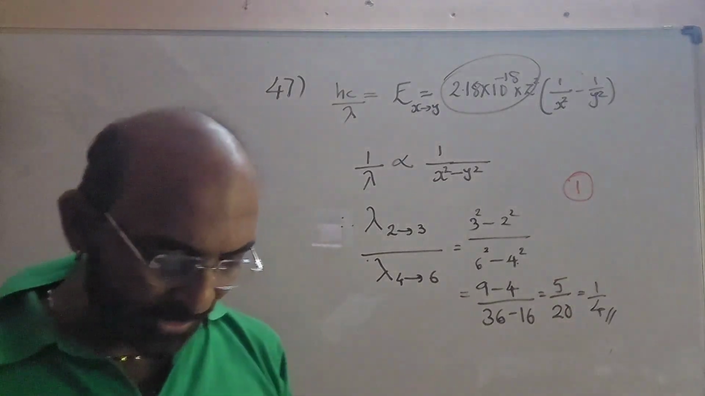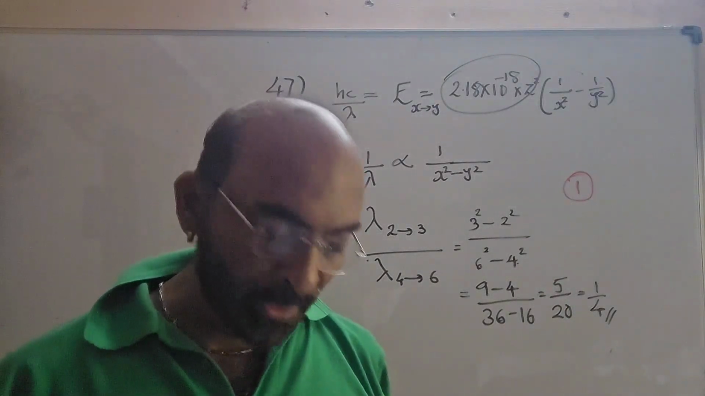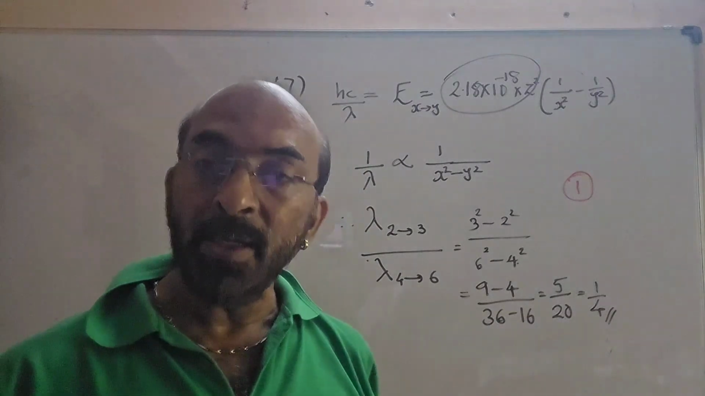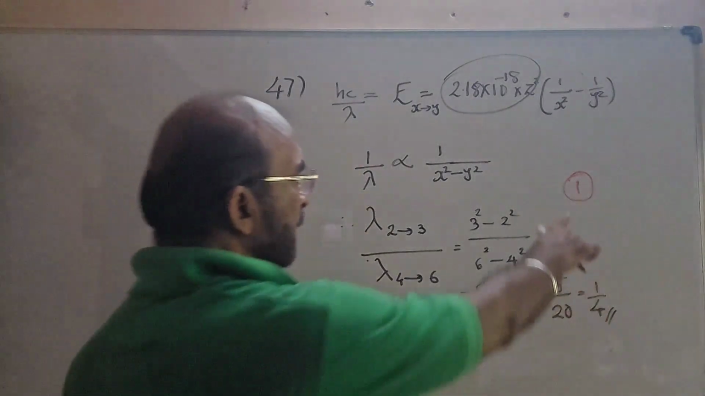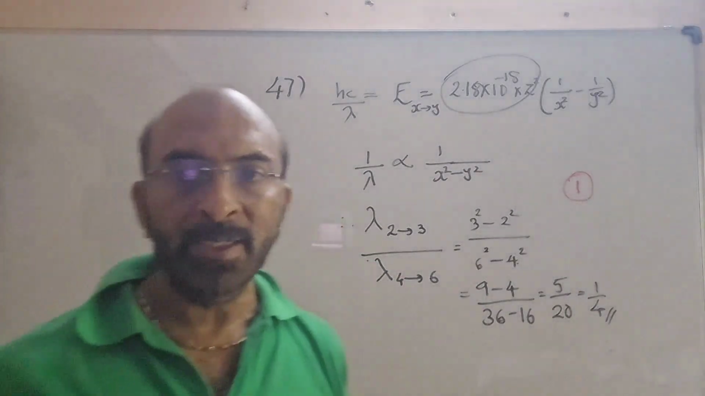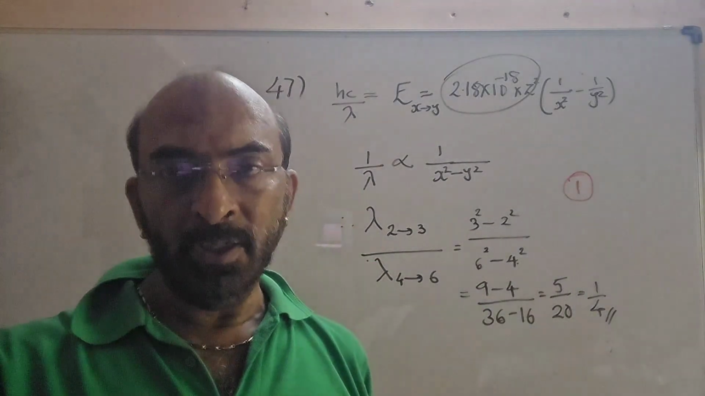So this is the answer here. The ratio of wavelengths of the radiations will be in the ratio 1:4. So our answer here is option 1 for the third question in this question paper.